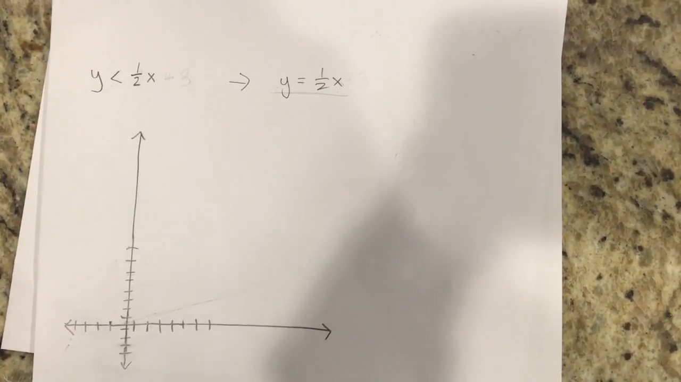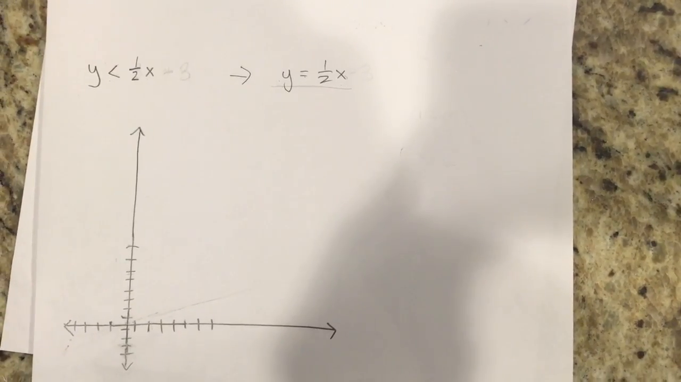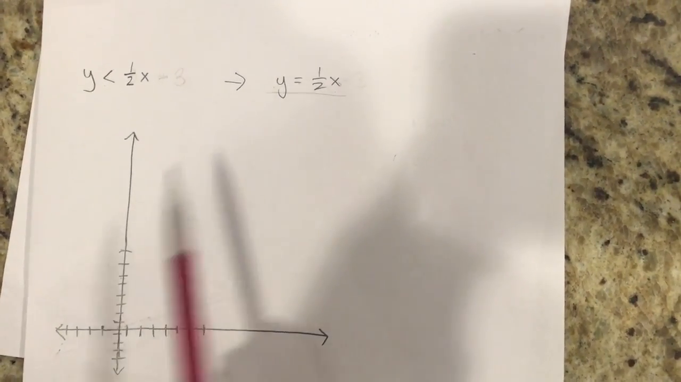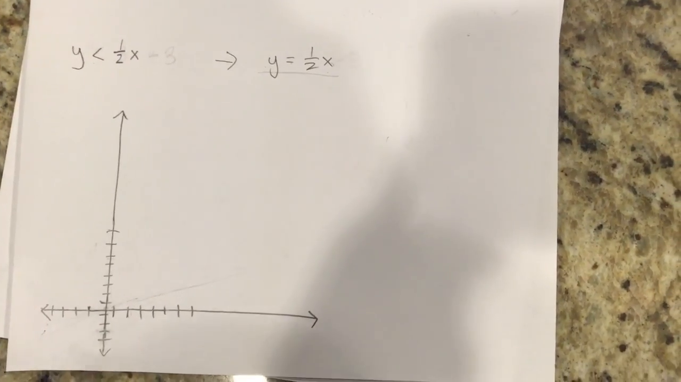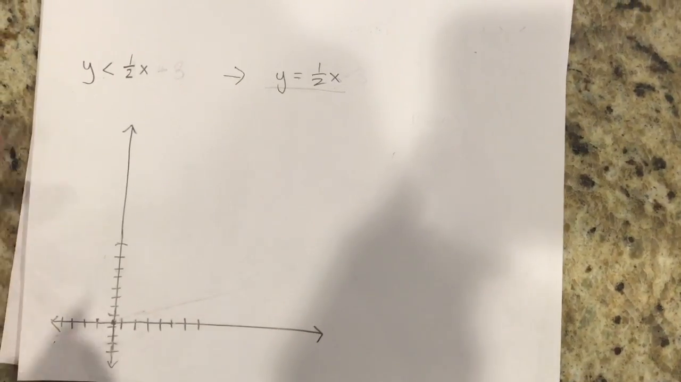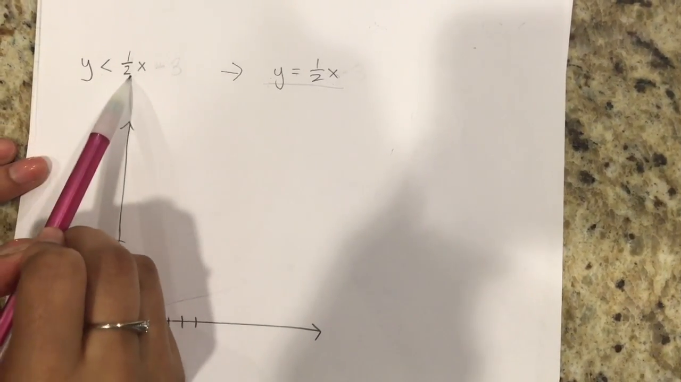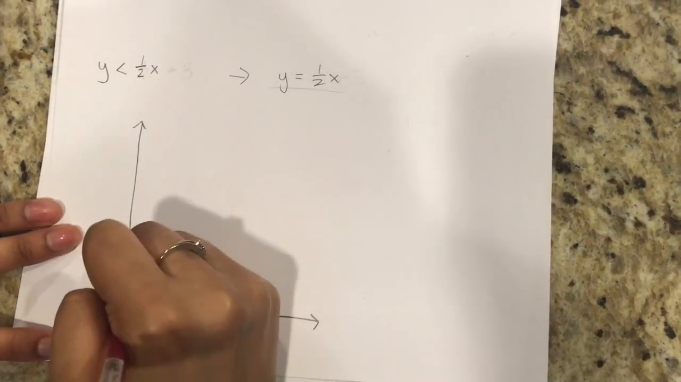For our fourth equation, we have y is less than 1/2 x. And when you graph this equation, as I said before, treat this as a regular equation, y equals 1/2 x. So this equation passes through the origin, 0, 0, and has a slope of 1/2. However, since this is a y is less than 1/2 x function, you use a dashed line to indicate the line.